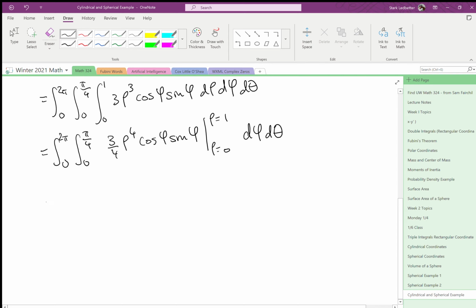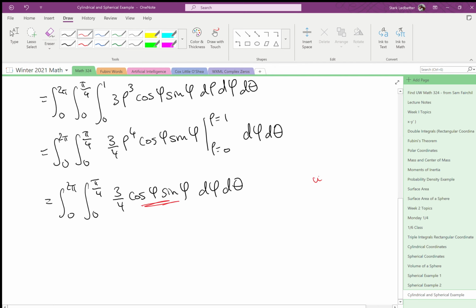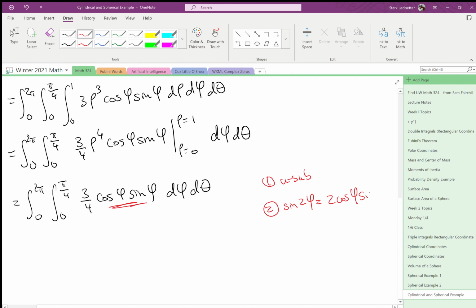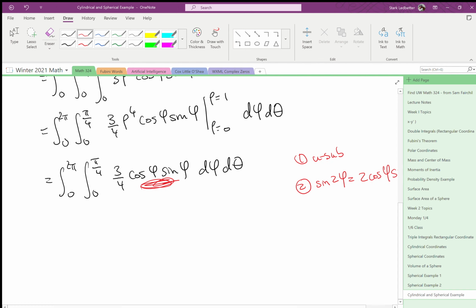Okay, putting in a bound of 1, I get 3/4 cosine phi sine phi. Putting in 0, I get 0. d phi, d theta. Okay, and I wanted to show you this part. There's a couple different ways to do this. I could do a u sub. That's idea 1. Or idea 2, I could, if I know my double angle identities really well, which I encourage you to do, sine 2 phi is 2 cosine phi sine phi. Or in other words, this thing is half of sine 2 phi, and that's quick to integrate.